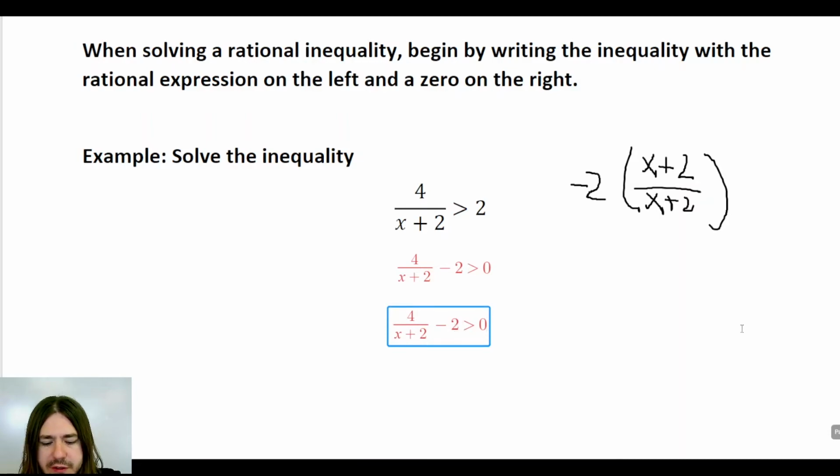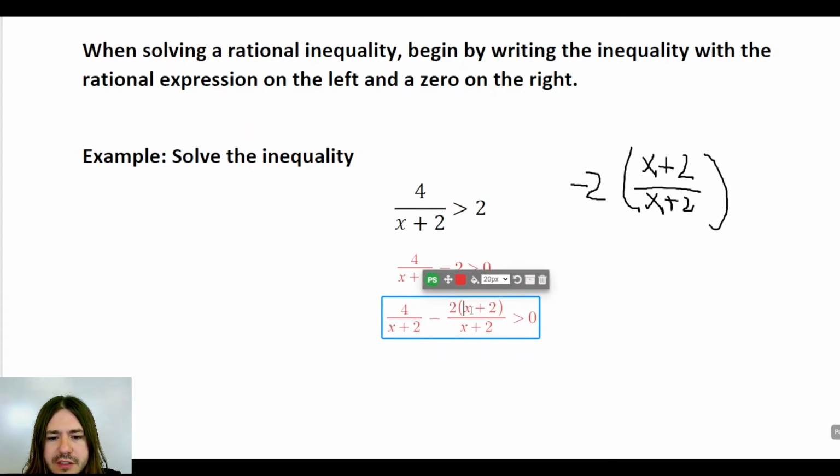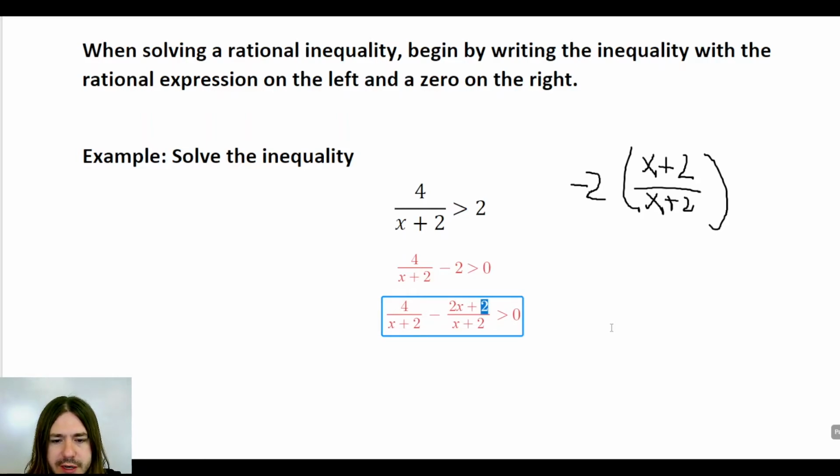So we're going to multiply this by x plus 2 over x plus 2. And I'll go ahead and simplify that numerator. 2 times x plus 2 is going to be 2x plus 4. Just kind of clean that up right away. And then now I can combine.